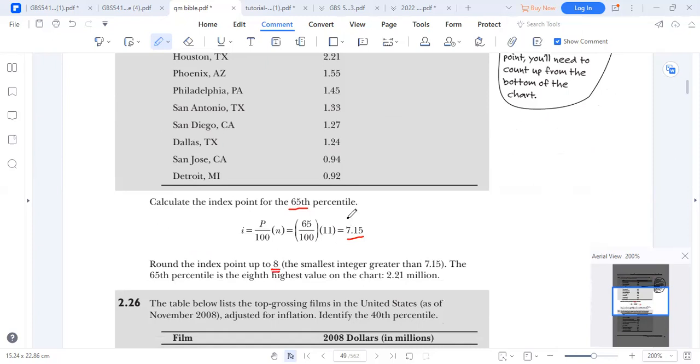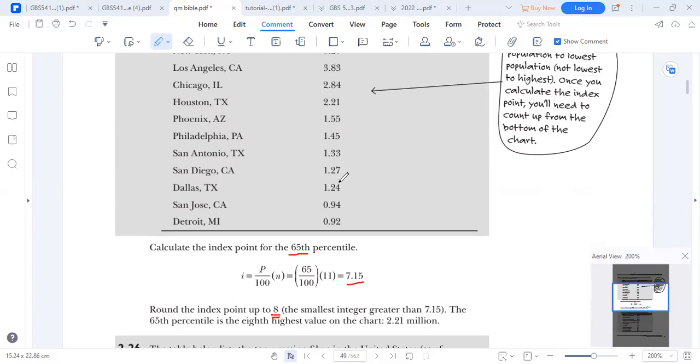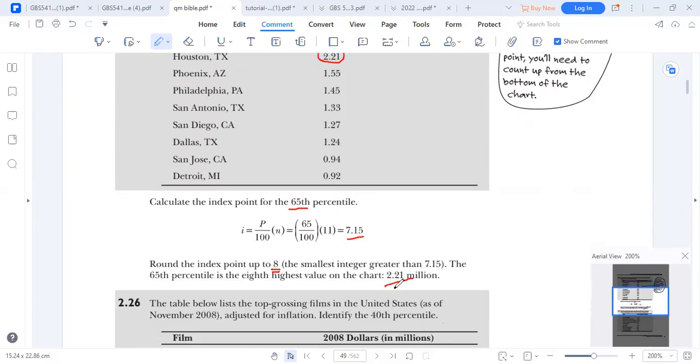So you count 8: 1, 2, 3, 4, 5, 6, 7, 8. This one is 2.21 million. So this is what we call the 65th percentile.